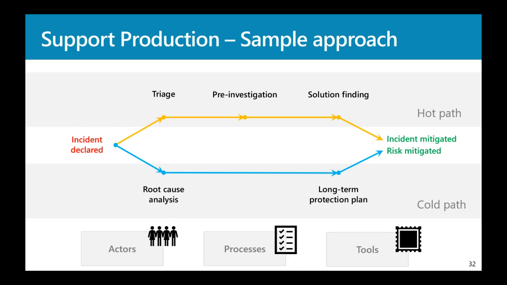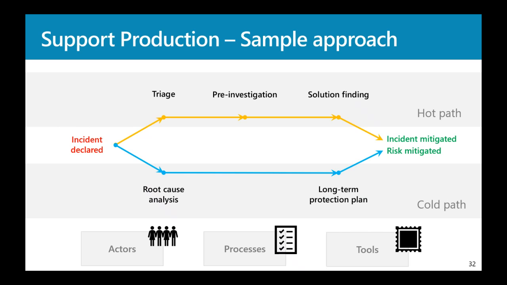The risk, however, is still there, because the risk for reoccurrence remains. That's why there is the cold path at the bottom. So for critical production issues, a root cause analysis needs to be done. And after the root cause has been found, a long-term protection plan then needs to be in place to make sure that the issue will not reoccur. Once that one is in place, then the risk is fully mitigated. So there's a difference here between incident mitigated and also the risk on top of that being mitigated.